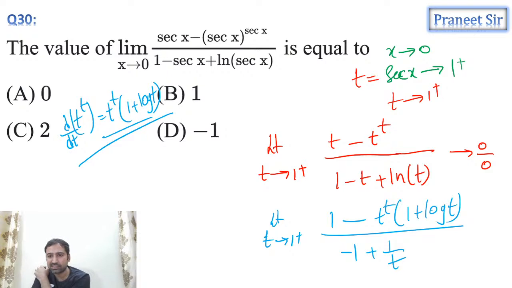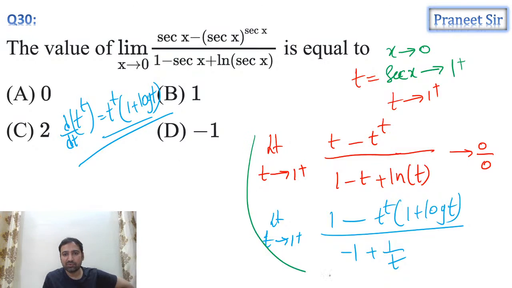Yes, we're getting 0 by 0 again. So we need to differentiate it again, right? Otherwise, we can do one thing: multiply both numerator and denominator with the t, guys. When we multiply both the numerator and denominator with the t, let's see what we get.